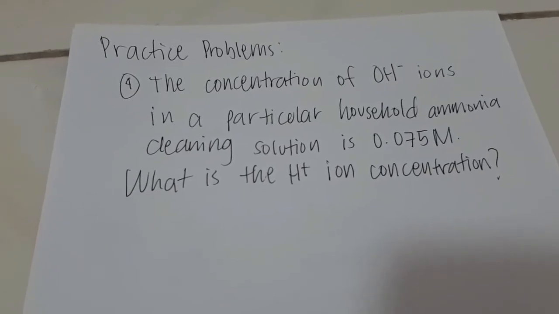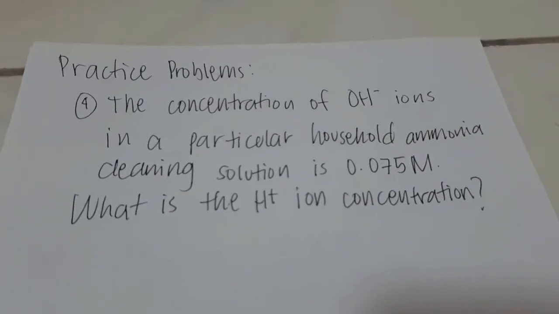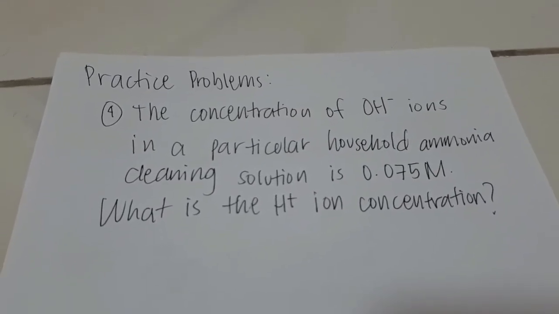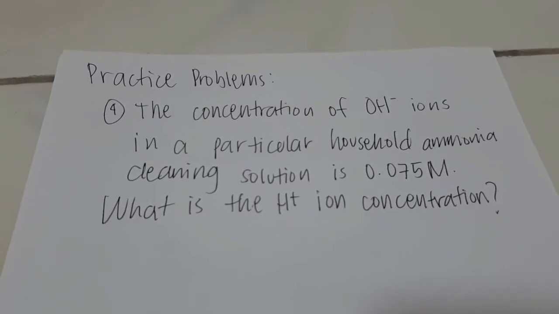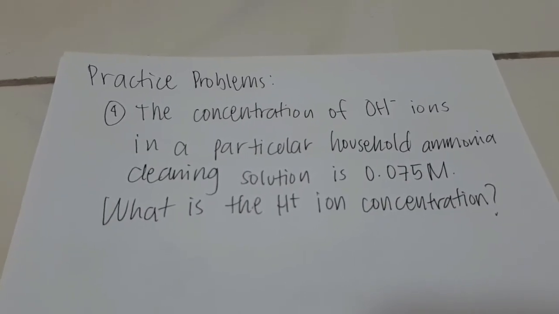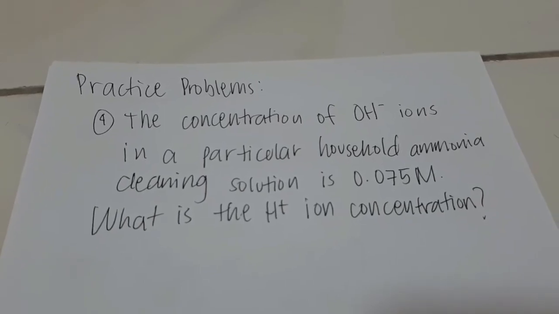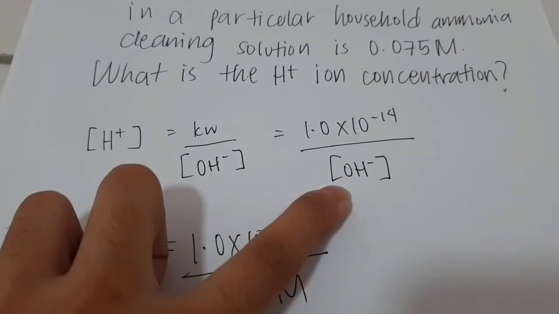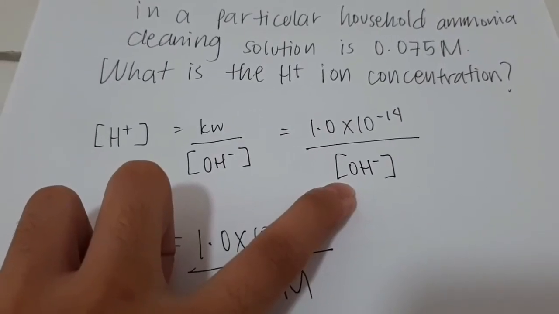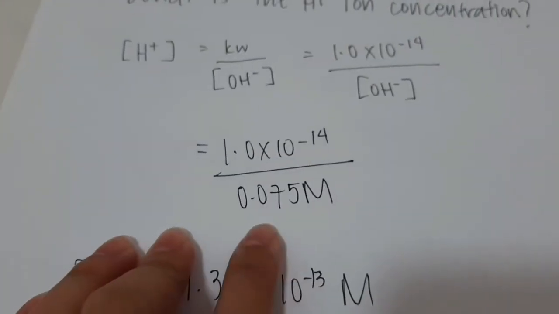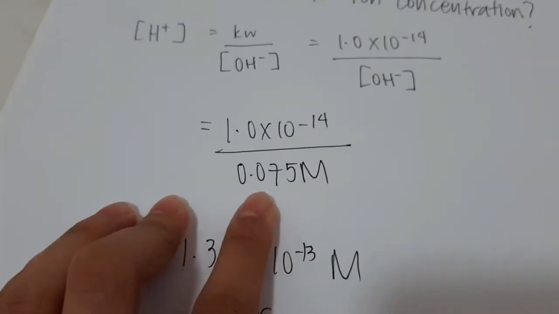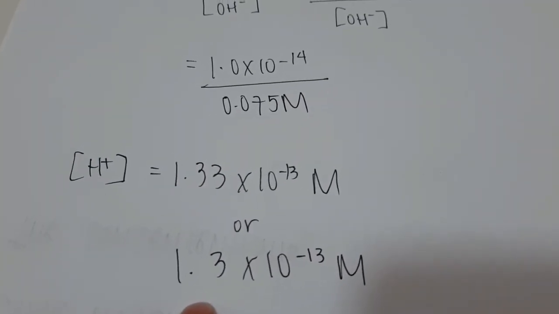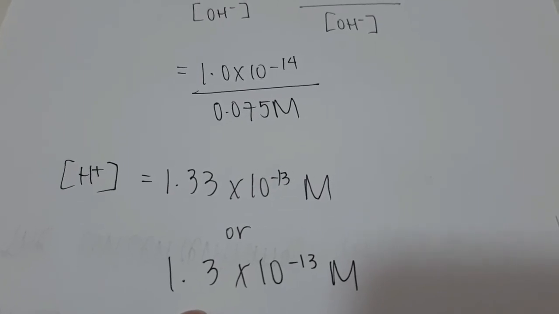Now on to our last problem. The concentration of hydroxide ions in a particular household ammonia cleaning solution is 0.075 molar. What is the hydrogen ion concentration? The formula that we will be using is this, and changing this into the value of 0.075 molar. And you will get the answer of 1.3 times 10 raised to negative 13 molar.